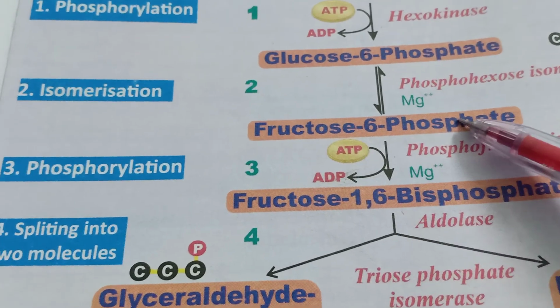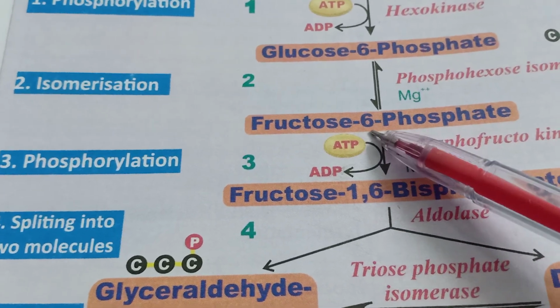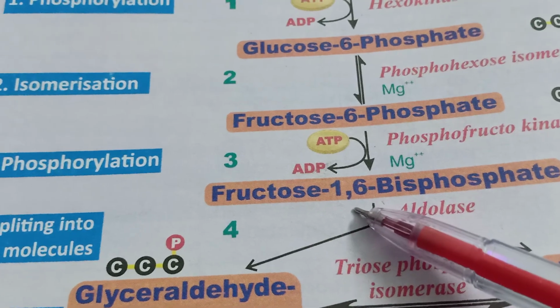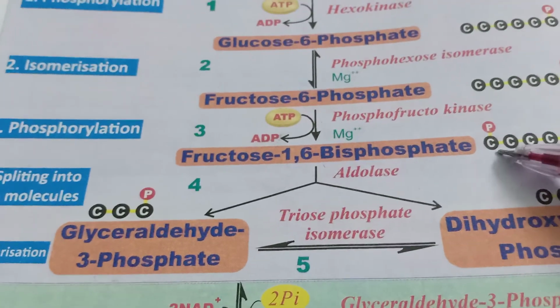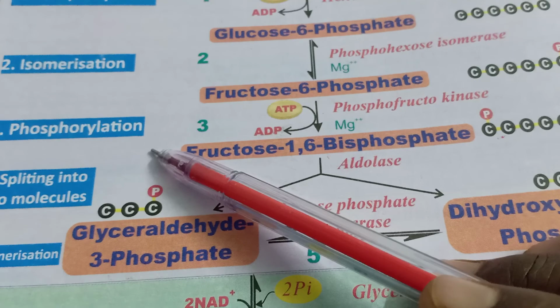Already fructose 6-phosphate is there. In the 6th position, one phosphate is there. We are adding one more phosphate in the first position. So addition of phosphate is called phosphorylation.